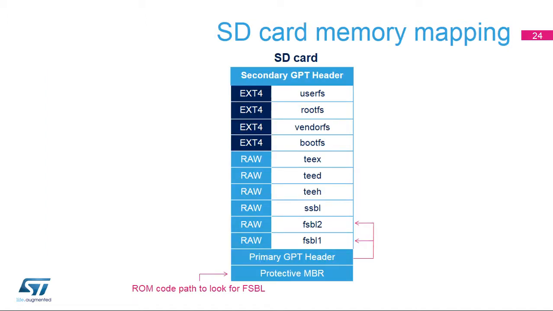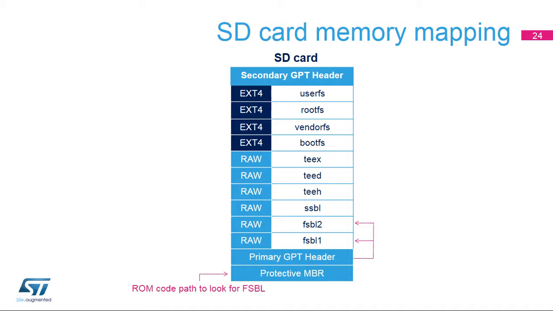While booting with an SD card, the ROM code looks for the GUID partition table, or GPT, at the beginning of the device in order to localize all the other partitions. Two FSBL copies are available in raw partitions to be able to perform a failsafe update of the FSBL binary. Failsafe means that in case there is a power failure during the FSBL1 update, then there would still be a valid copy in the FSBL2 partition, and vice versa.